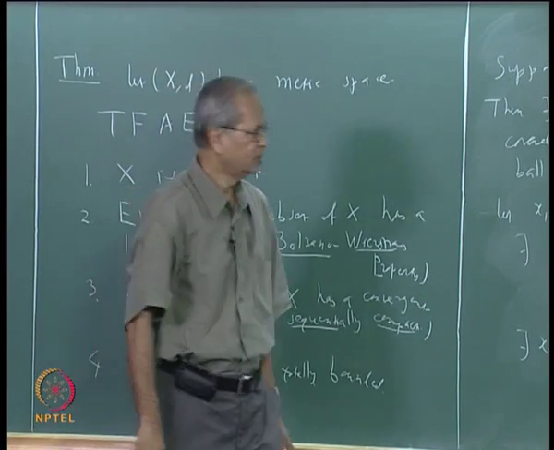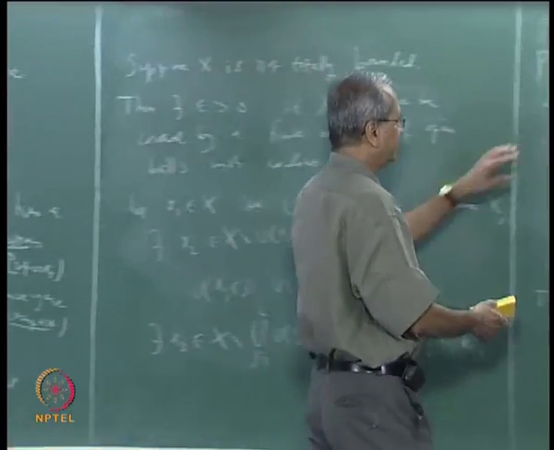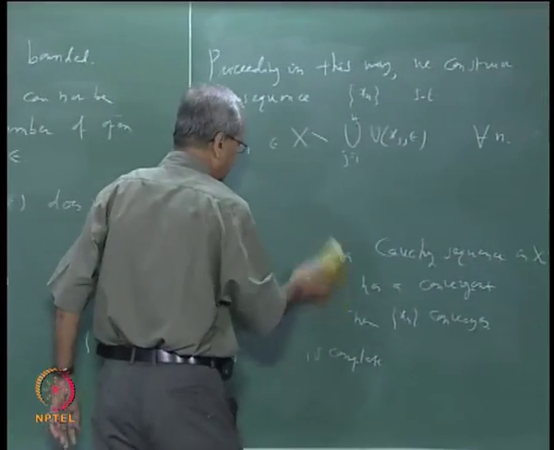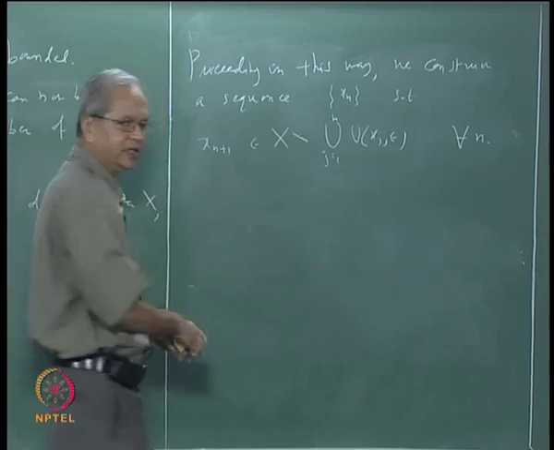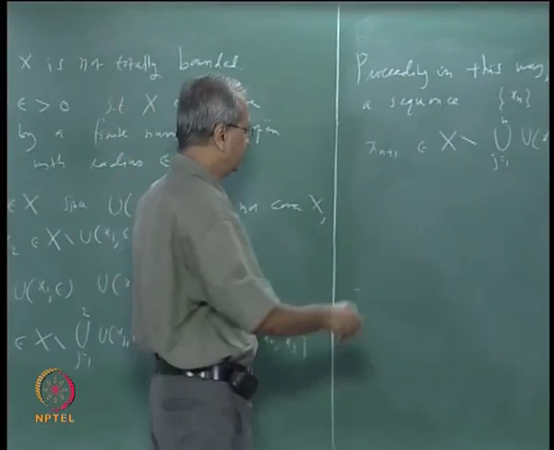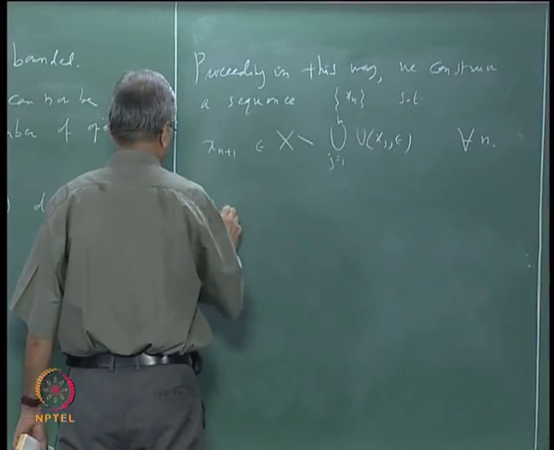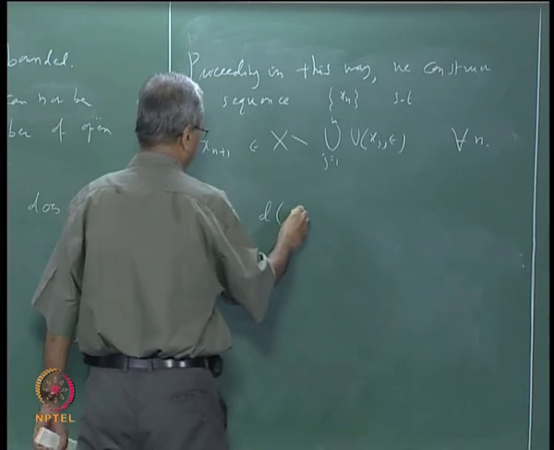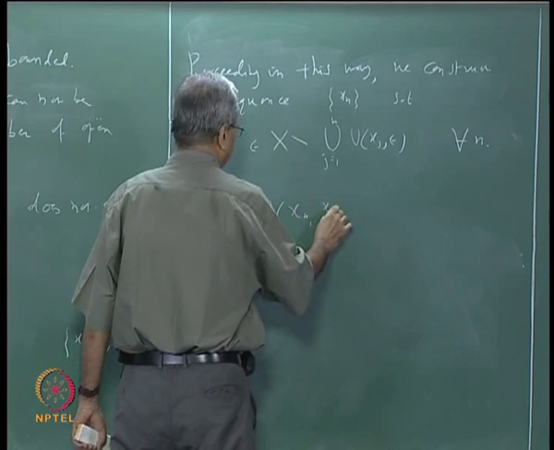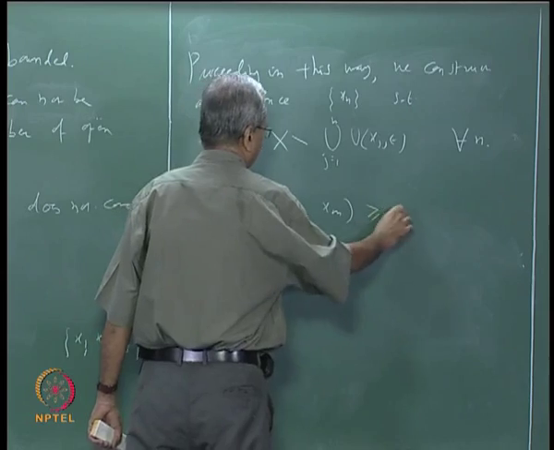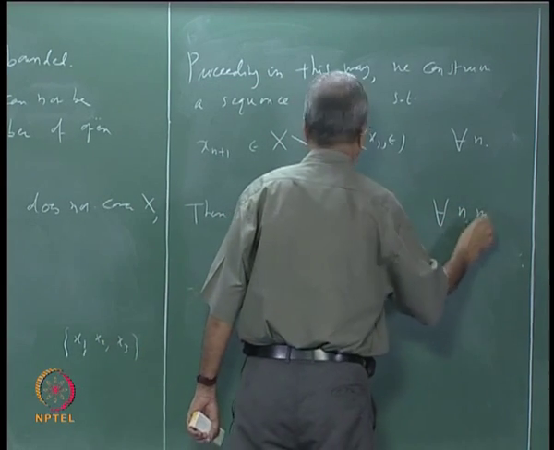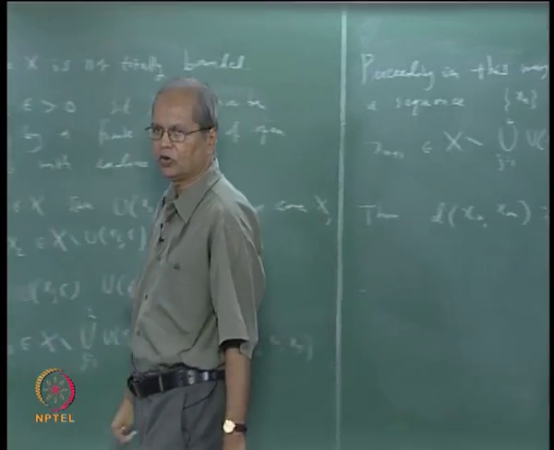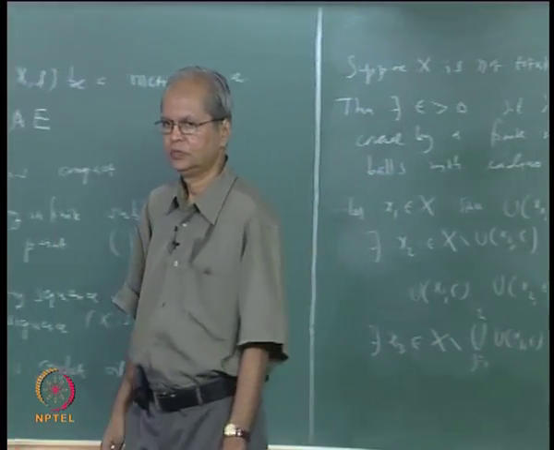So finally, what is the property of this sequence? It is that the distance between any two elements of that sequence is bigger than or equal to epsilon. So I can say that the distance between x_n and x_m is bigger than or equal to epsilon for all n and m.